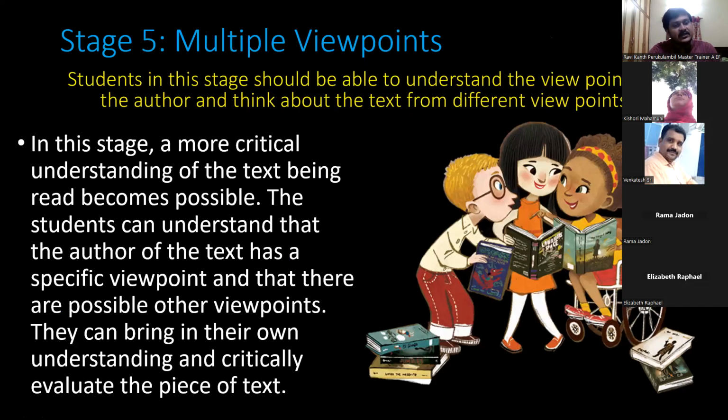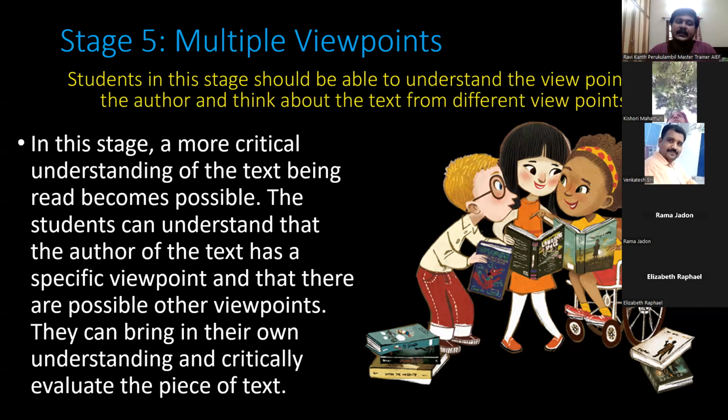Now, the next stage, the fifth stage, is termed multiple viewpoints. Students in this particular stage should be able to understand the viewpoints of the author. See, one step ahead again. Not only imagining, but understanding the viewpoint of the author, especially from the perspective of literature, and thinking about the text from different viewpoints. Now they are free to think about it from different viewpoints. In this stage, more critical understanding of the text being read becomes possible. They start understanding the text very critically.